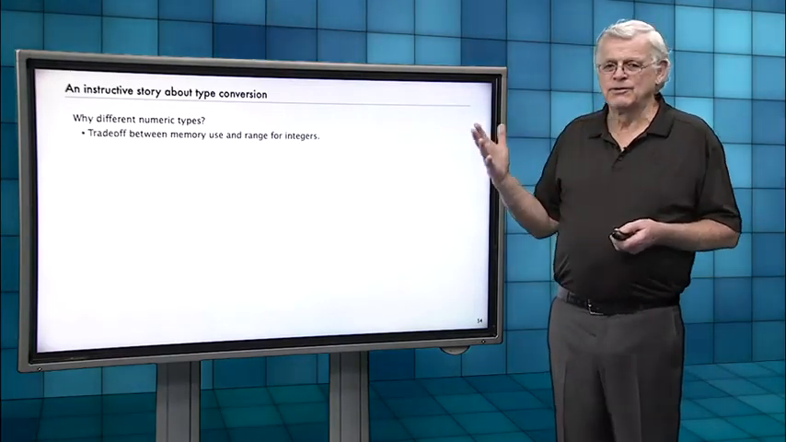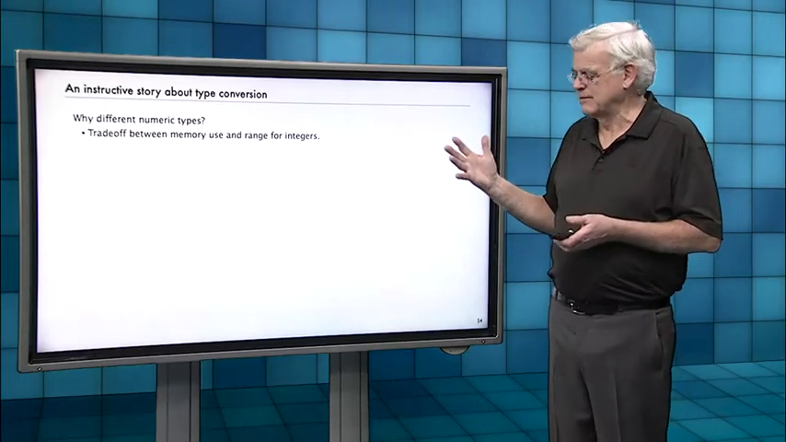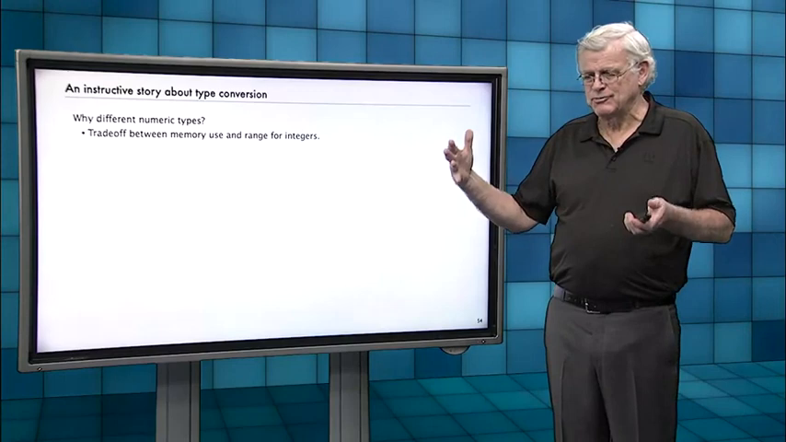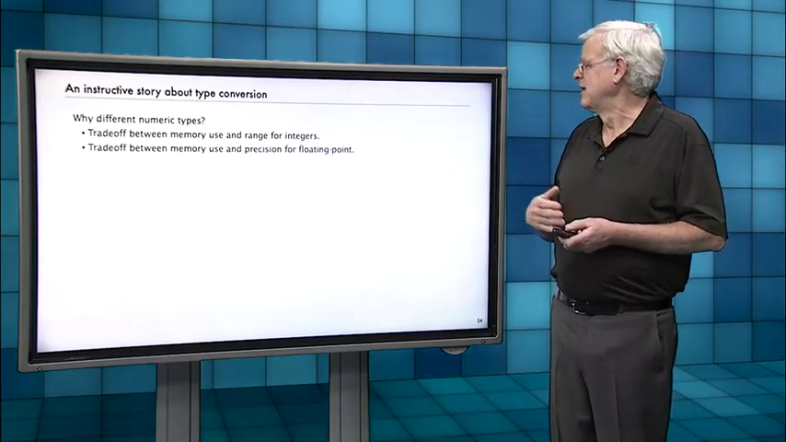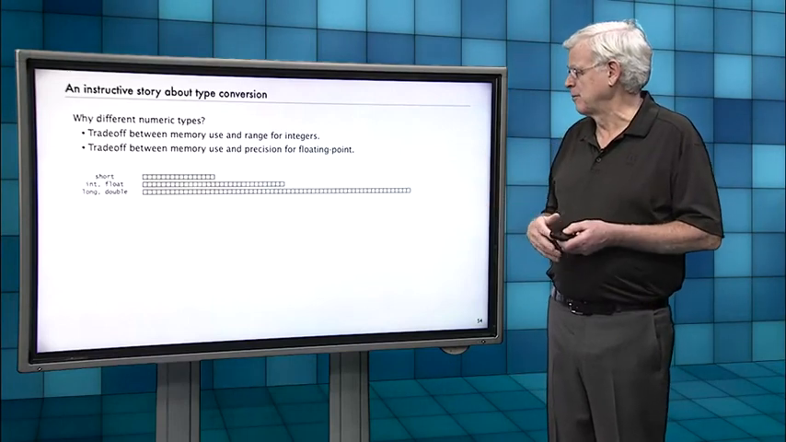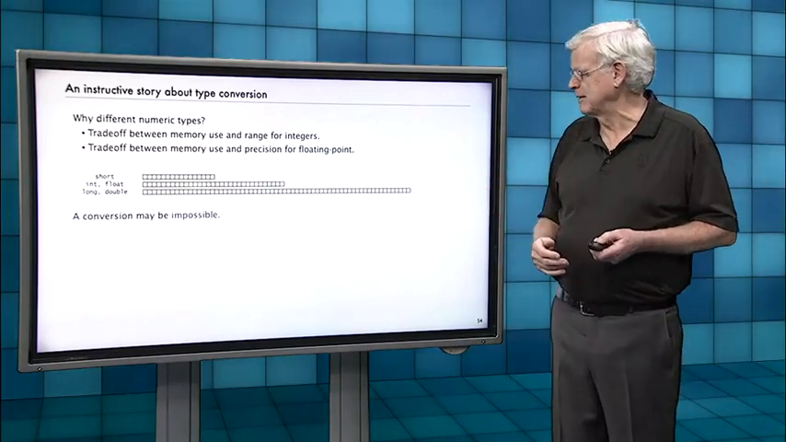Again, why do we have different numeric types? It's because if we want to have a big range, we're going to have to use more memory for integers. And if we want more precision, we're going to have to use more bits for floating point. And that's why we have these different types.